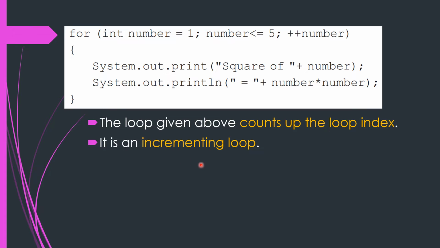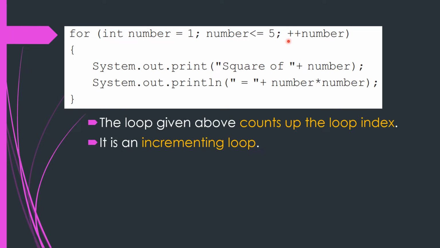Now, a very important term: incrementing loop. As you can see here, we have written plus plus number in the change counter part, because we want to increment the value of the counter. But what if we want to decrement the value of the counter? Will it be a different thing? Yes, it will be different, because when we are using plus plus number, this loop will be called an incrementing loop. Why? Because it counts up the loop index, because we have initialized the value as 1.